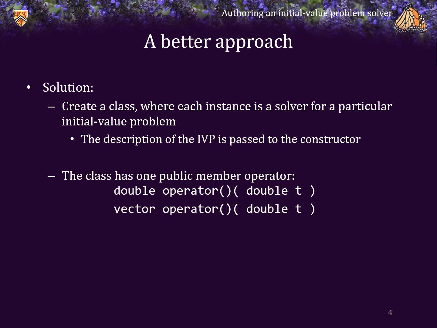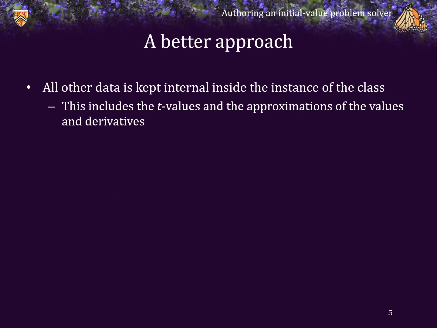The class then has one public member operator, and that is going to be the function operator, which takes a single argument, t. In the case where it's just a single initial value problem, we'll return a double. Otherwise, if it's a system of initial value problems, we'll return a vector. All of the data is going to be kept internal to the class, and this includes all the t-values that we've calculated approximations at, and those approximations and corresponding derivatives, which we will use for calculating the splines.